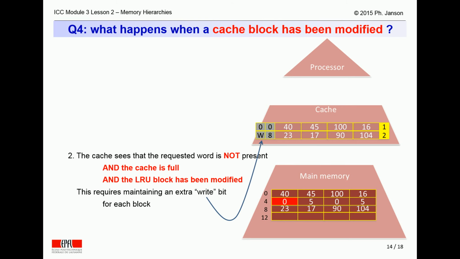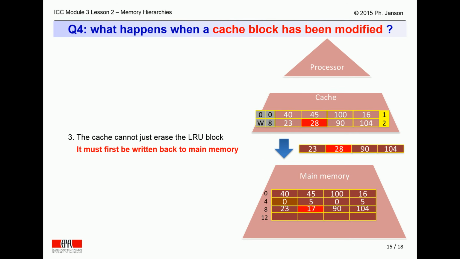To address this last challenge, the cache needs yet another bit of hardware, a 1-bit register for each cache block. This bit is set to 1 if and whenever any of the 4 words in the corresponding block is written into by the processor. If and when the cache determines that a least recently used block must be ejected, it first checks that extra write bit. If the bit is set to 1, the cache knows that it must first write the block back to main memory before importing a new block.